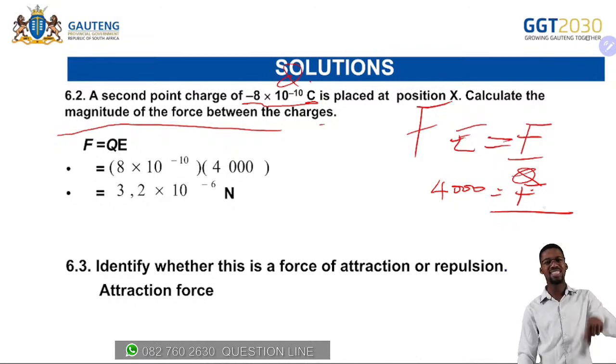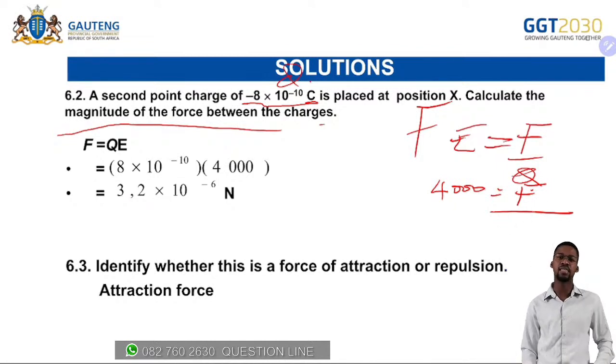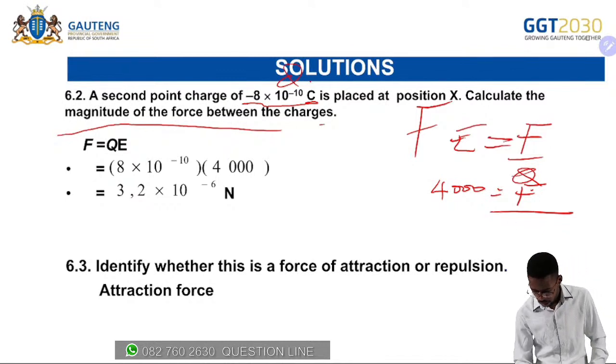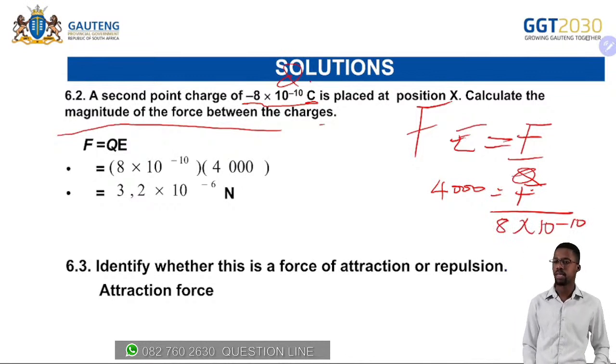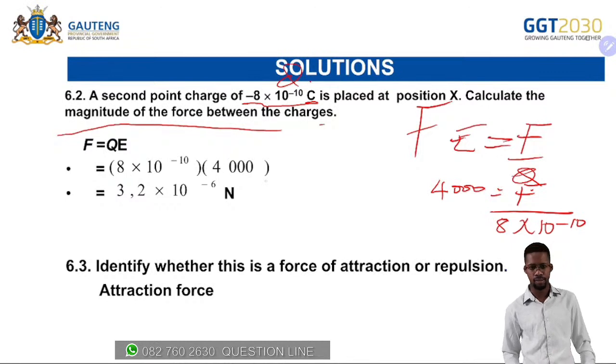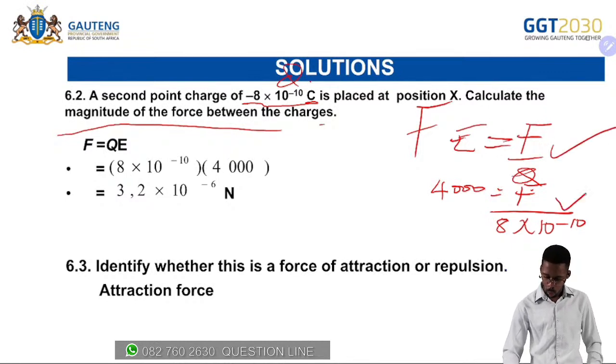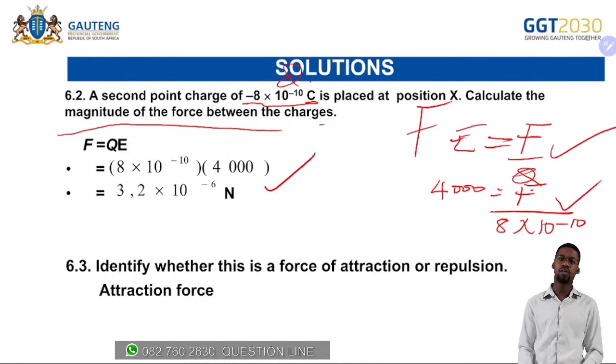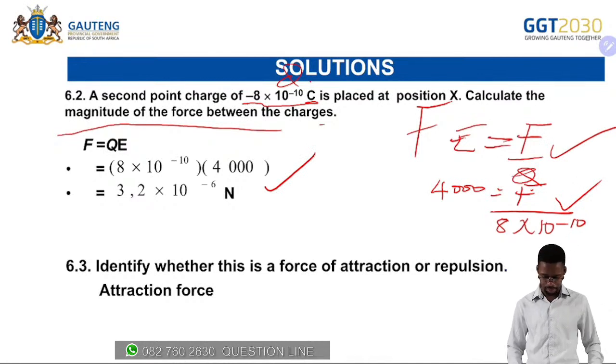You don't put the negative, don't insert the sign. Just put the value of that charge, which is 8 times 10 to the power minus 10. And then what do you do? You solve for F. So you transpose divided by charge, it becomes times charge. Then you get your answer, which is 3 marks. So 1 mark for the formula, 1 mark for substitution, 1 mark for the final answer.